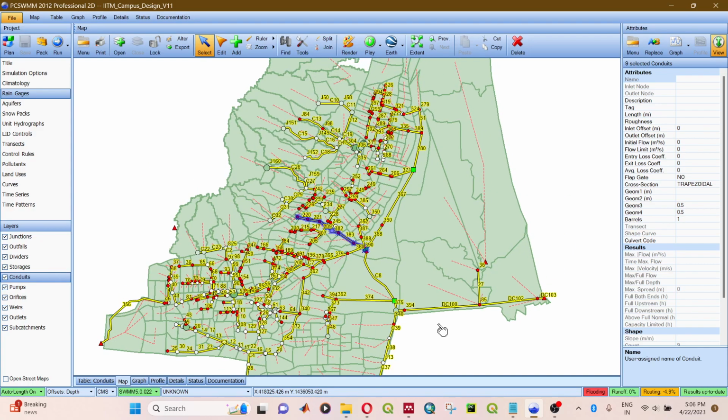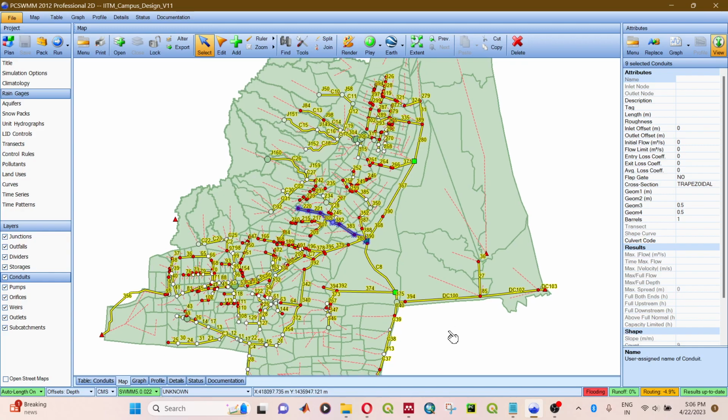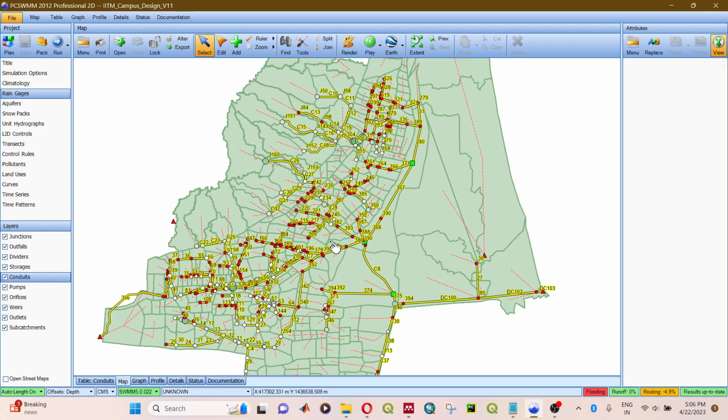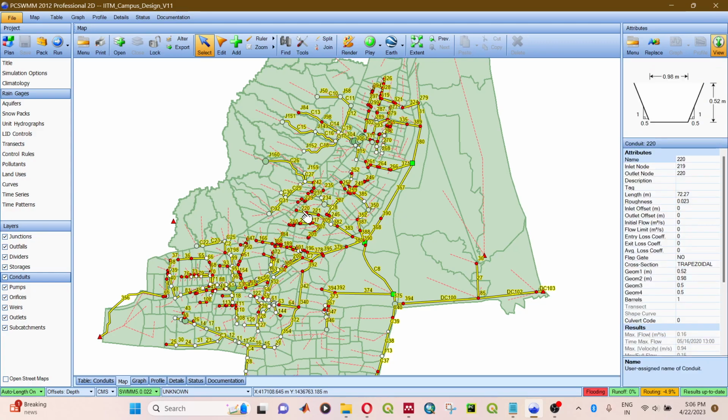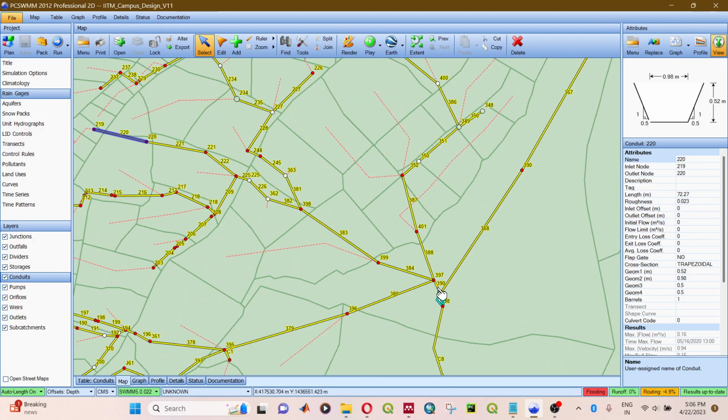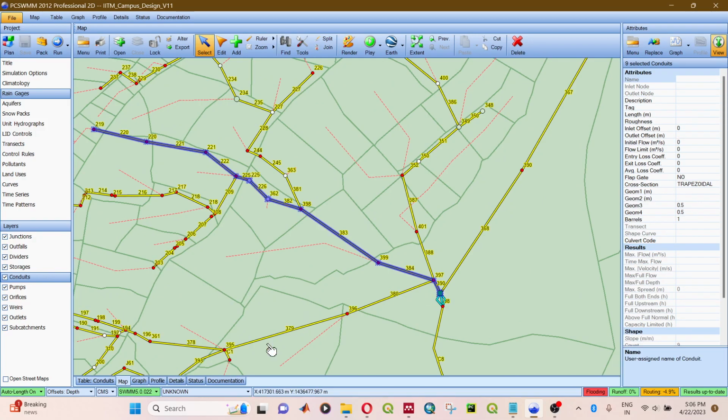This is where we apply whatever you have studied. We apply routing, we use the design storm, we use the return periods, and we apply all the modules which we have studied separately in this entire course. We apply everything together in this software. And here we can see how the water is going into the lake.